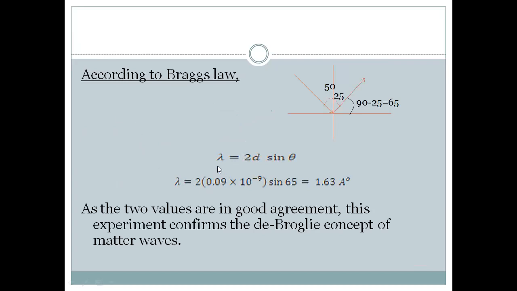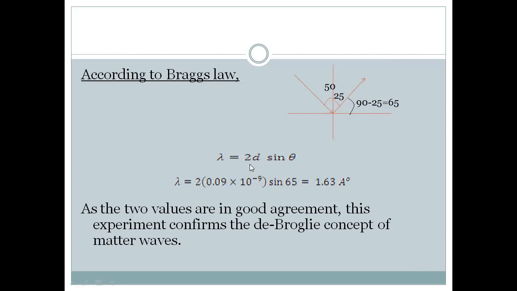According to Bragg's law, lambda is equal to 2d sine theta, where lambda is the wavelength, d is the atomic spacing, and theta is the diffraction angle. To find the diffraction angle, note that the peculiar behavior is seen at the 50 degrees angle. The incident electron gets reflected back at an angle of 50 degrees. So if the total angle is 50, this side will be 25, and on the other side it will be 25. If this angle is 25, the rest of the angle will be right angle minus 25, which gives 65 degrees. This is the diffraction angle.